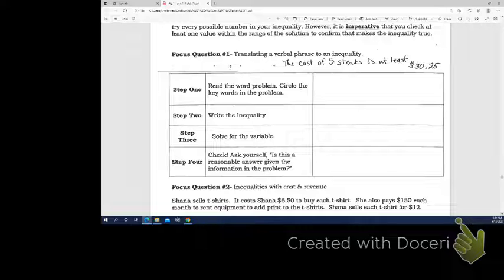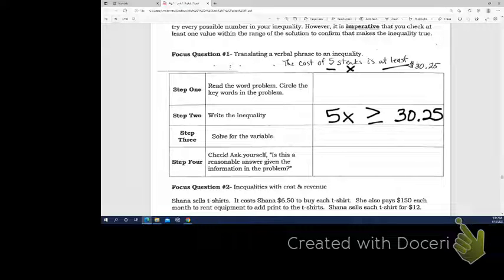So I've got at least, I know I've got 5 steaks. I would be wanting to, like, X would be my steaks. So my writing that inequality would be 5x. At least, does at least mean it could be more or it could be less? More, yeah. So the least part is that it's pointing at the 30.25.